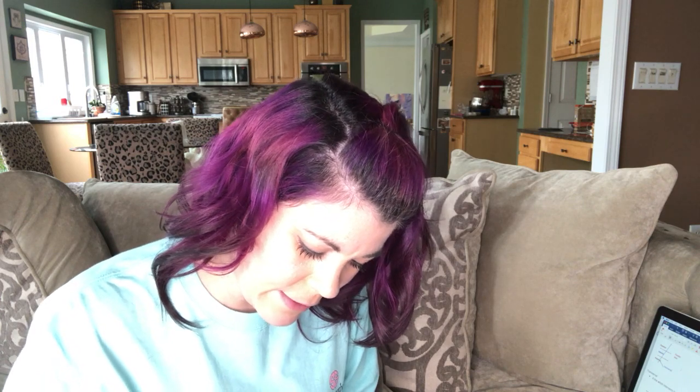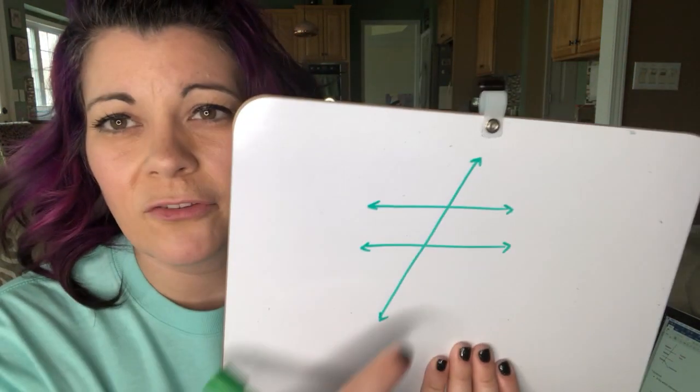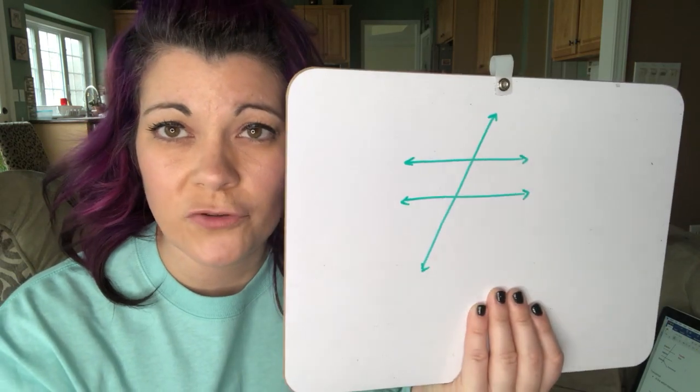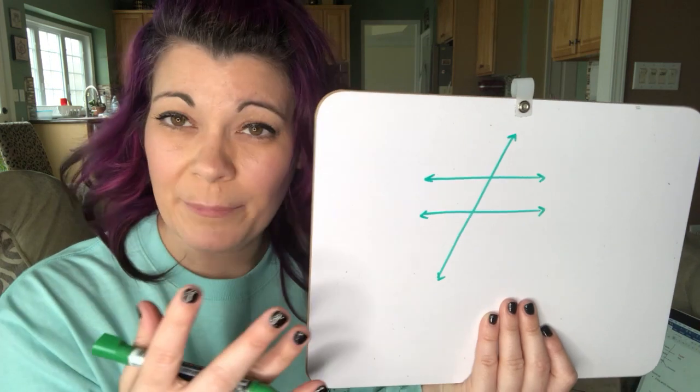vocabulary words first. So we have two parallel lines and they're cut by a line that we say is called a transversal. So in this case, this line right here that cuts the two parallel lines is called the transversal line. Okay, it creates these type of angles.